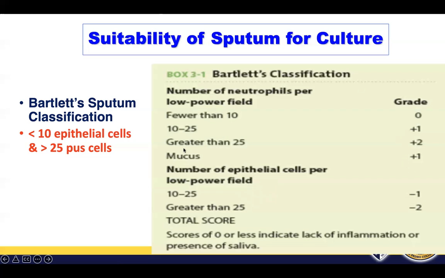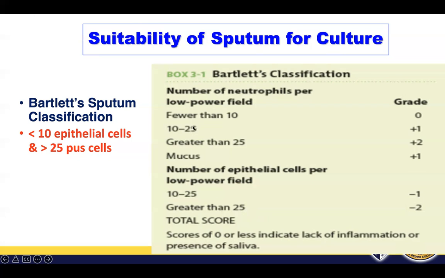So say, for example, you were able to count more than 25 neutrophils per LPF. So the grade given here is +2. And then the sample is highly mucoidal. So that's +1. So you have +3 in this area. And then the number of epithelial cells that you have counted per low power field is 12. So that's -1. So +3 -1 leaves you with +2. So that sample is good for culture.